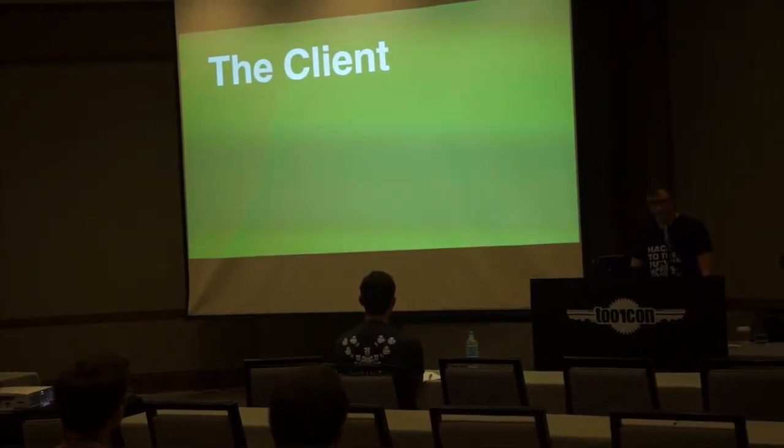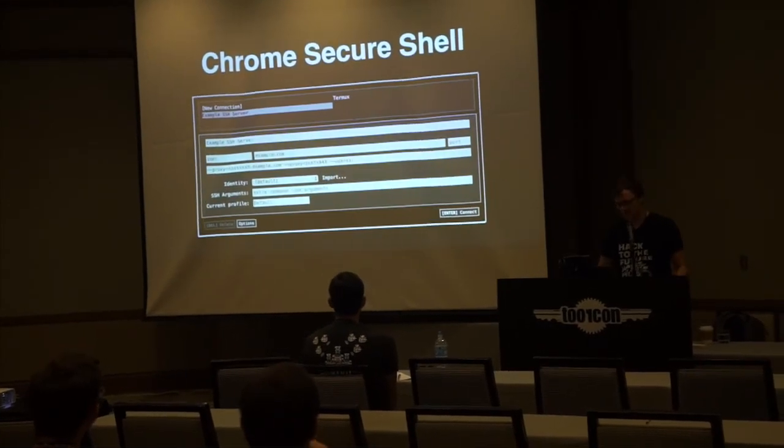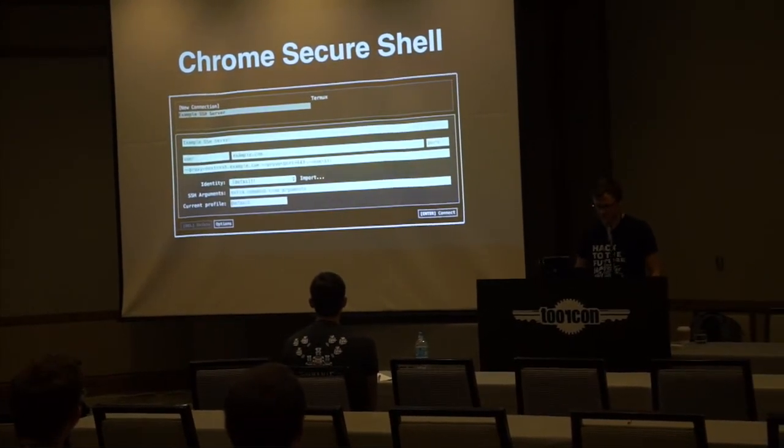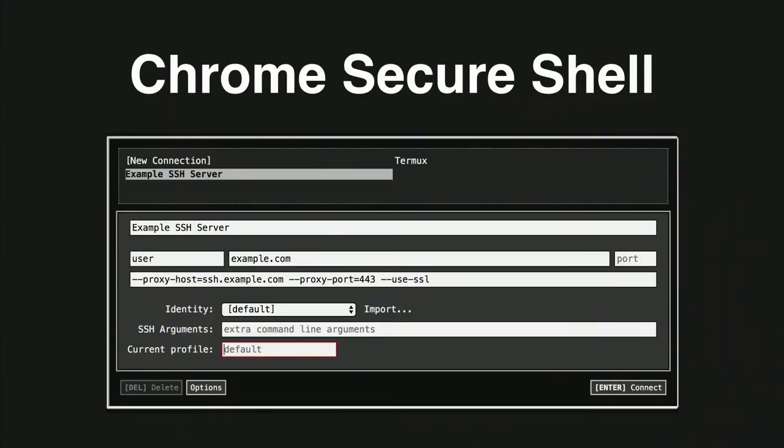So next, I'll talk a little bit about the clients. The first one is just the regular old Chrome Secure Shell. That's what it looks like. The text field below user and example.com holds the relay options that you can use to configure Chrome Secure Shell to communicate with an NASSH relay rather than making a direct connection to the server.